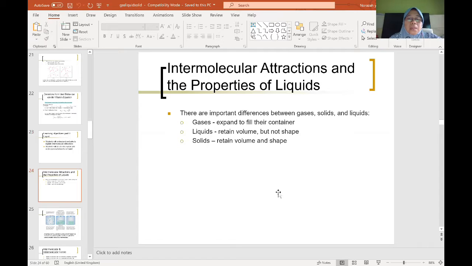This is the difference between gases, liquids, and solids. This has previously been known by you. Gases can expand to fill a container. Liquids will retain volume, but will have the shape of the container, whereas solids can retain volume and shape as well.